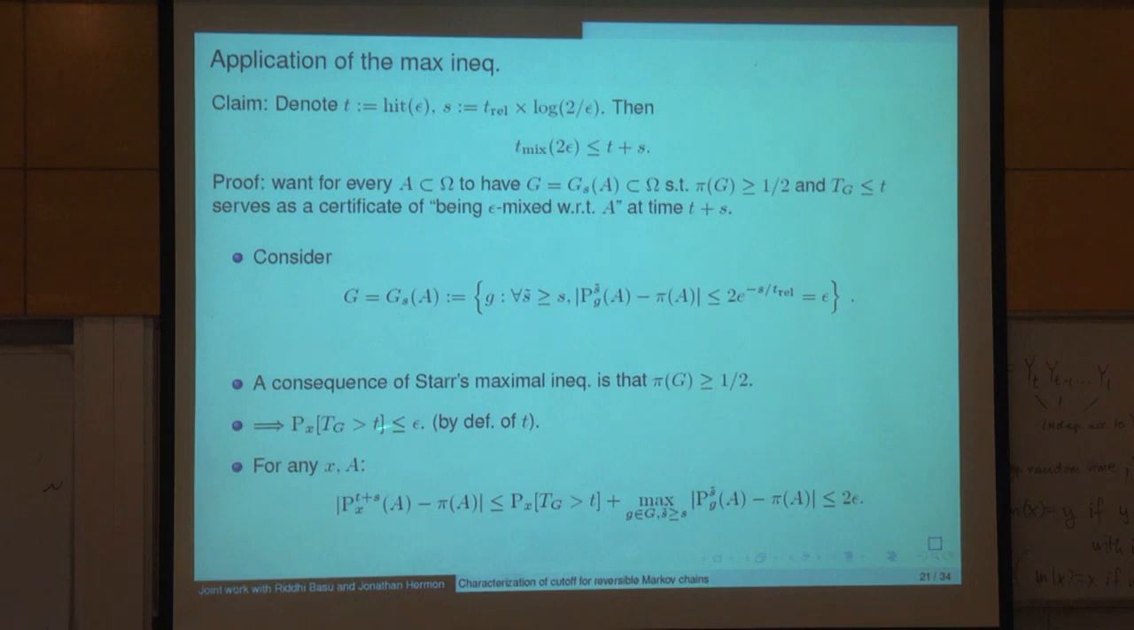If you believe that for a moment, this is just a consequence of star's inequality. Then we know by the definition of t, which is hit epsilon, that the probability we fail to hit this set G by time t is at most epsilon. That's the definition of hit epsilon.